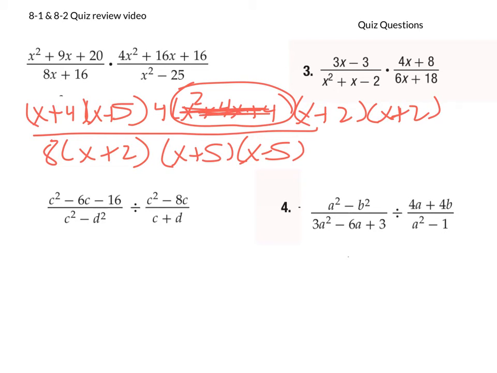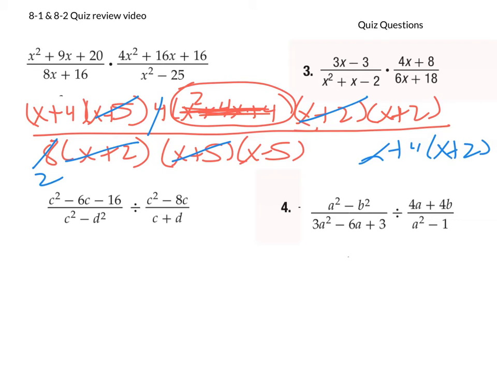So this is factored. Now I'm just looking to cross out factors. So I have an x plus 2 that goes with x plus 2. X plus 5, the factors are canceled with x plus 5. So I have a 4 that goes into this 8 2 times. So what's left over is I have an x plus 4 and an x plus 2. So x plus 4 and x plus 2.